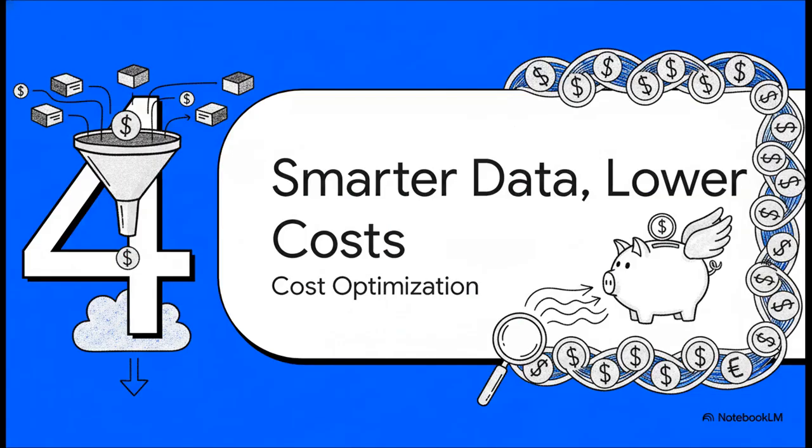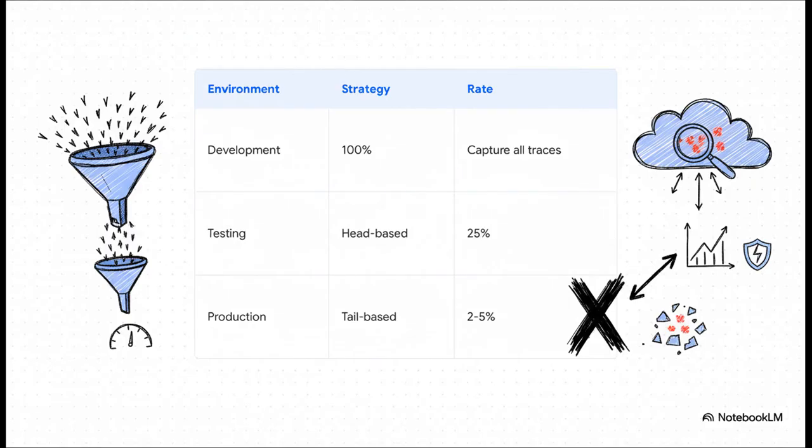So, we're collecting all this incredible data, which is fantastic, but we also have to pay to store and analyze it. Let's talk about how to be smart and keep those costs from spiraling out of control without losing the visibility we just gained. This is where sampling becomes your absolute best friend. Look, in dev, sure, capture everything. But in production, that's just not practical.